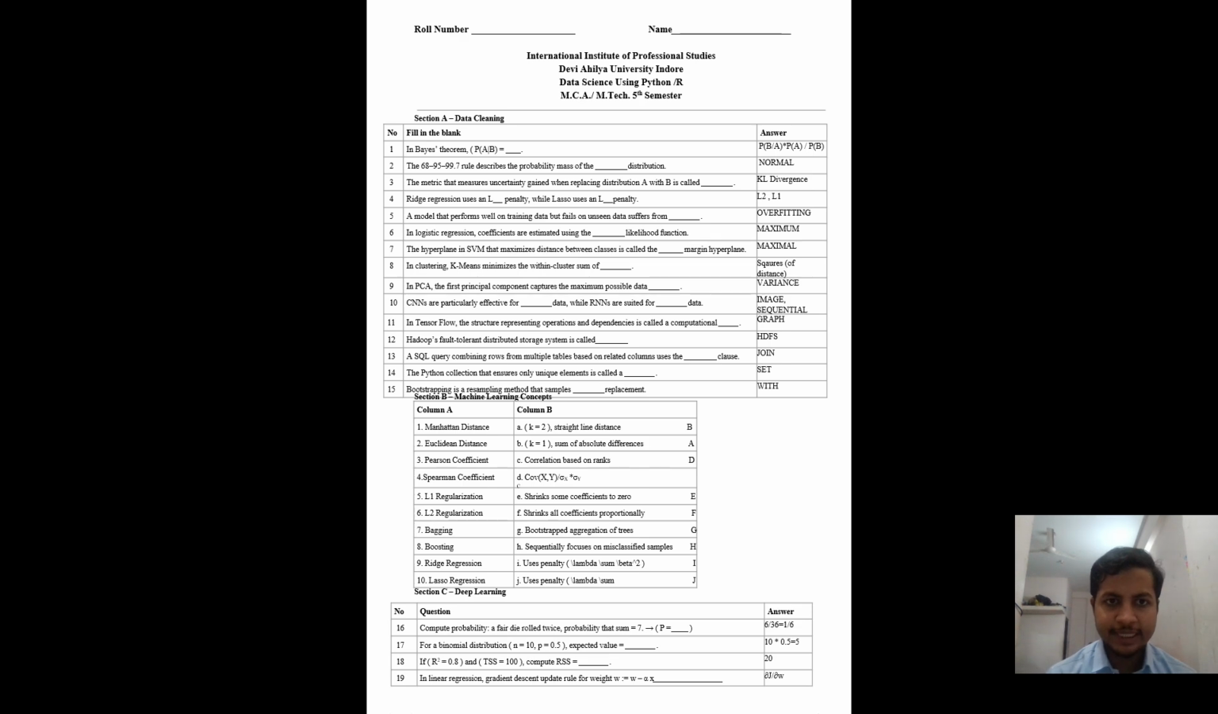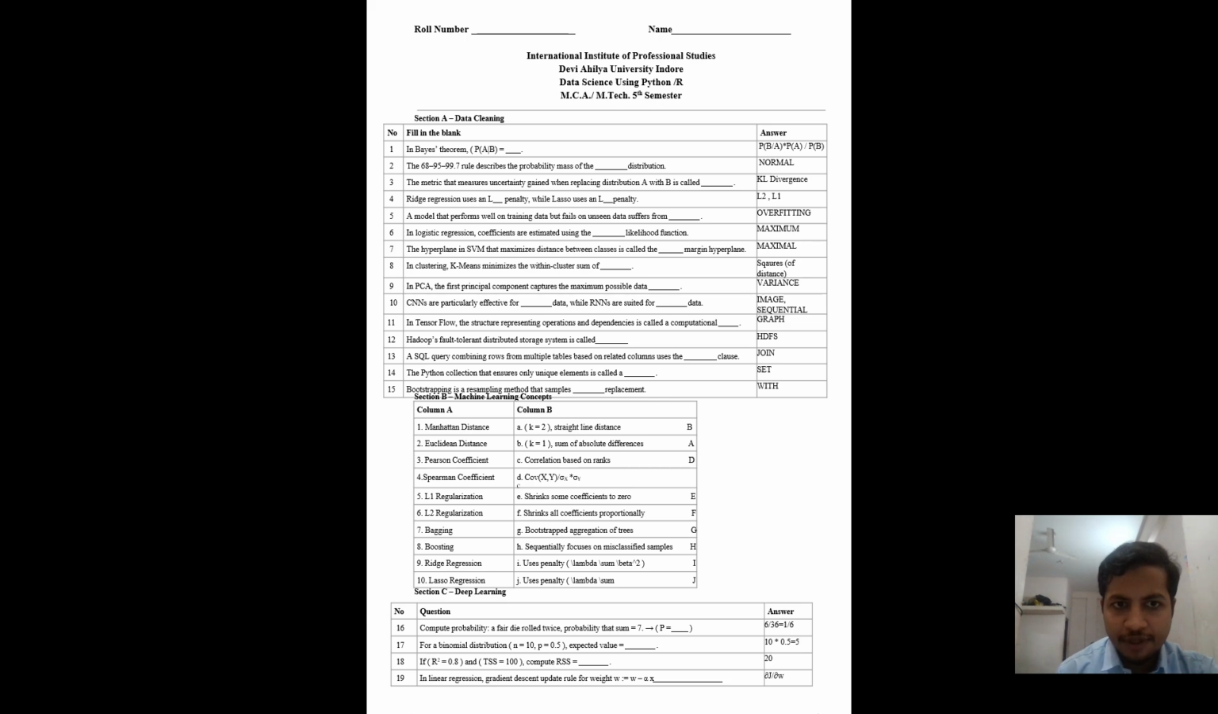Now second question is 68, 95, 99.7 rule describe the probability mass of the normal distribution, that is Gaussian distribution. This rule refers to the empirical formula for normal distribution. Now the third question is the metric that measures uncertainty gain when replacing distribution A with B is called. Obviously, it is KL divergence, because we know that KL divergence measures how one probability distribution diverges from another.